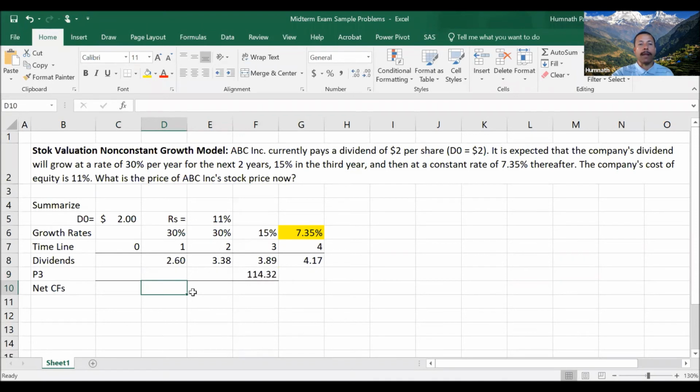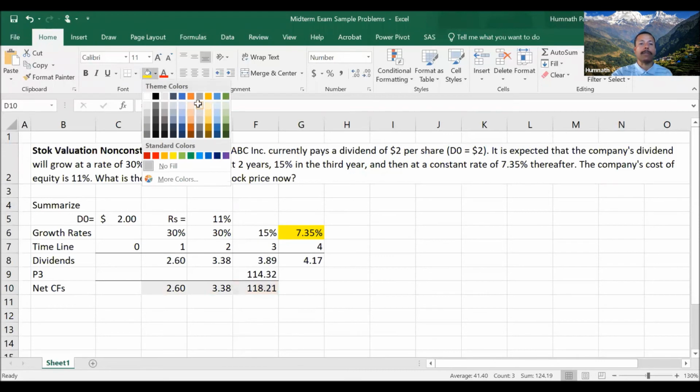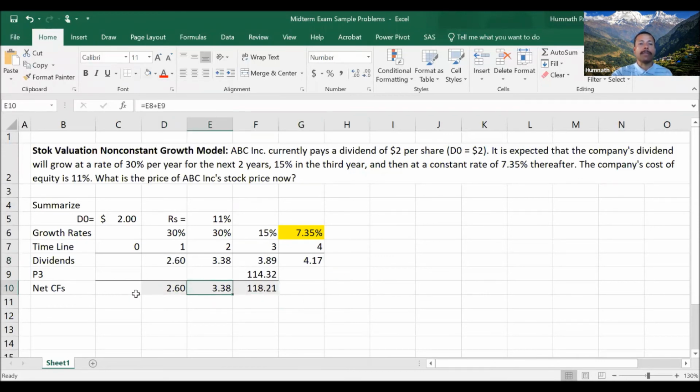In year 1, we have just $2.60. I'm setting up a formula here so that I can drag it. In year 2, we have $3.38. In year 3, the net cash flow is the sum of the dividend and the price of the stock in year 3. These are the net cash flows we estimate using the given information, the net cash flows for this company using the dividend discount model.